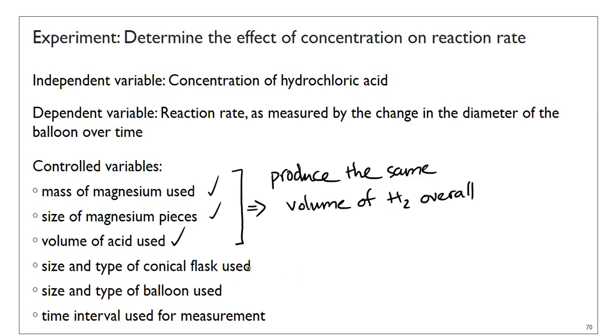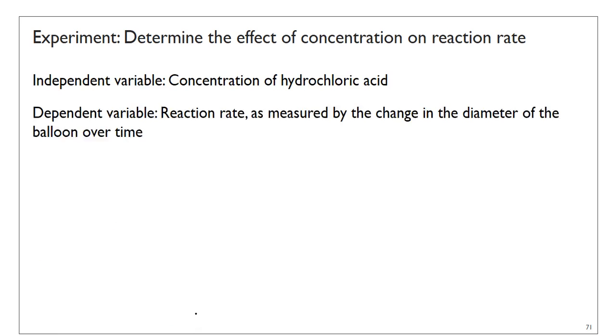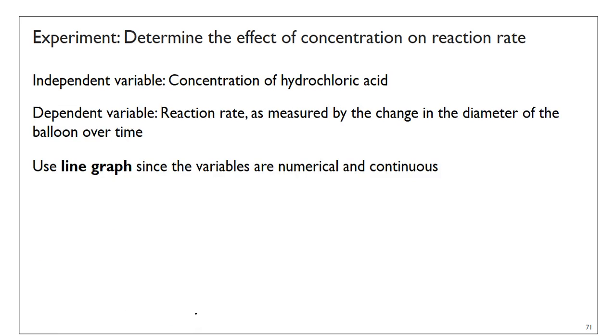The size and type of the conical flask has to be the same. If you use two different types of conical flask, that could affect the rate of the reaction. Same for the balloon. And you want to make sure that you're measuring at the same time intervals, say every 10 seconds or every 15 seconds. And obviously the conditions in the room should be kept constant, but these are the main controlled variables. Okay, so you have the independent variable, the dependent variable, and everything else is controlled.